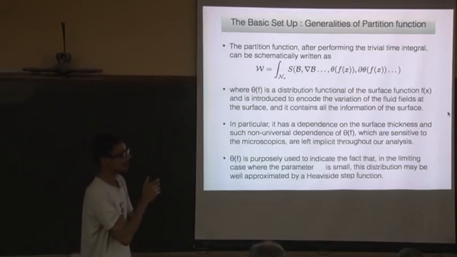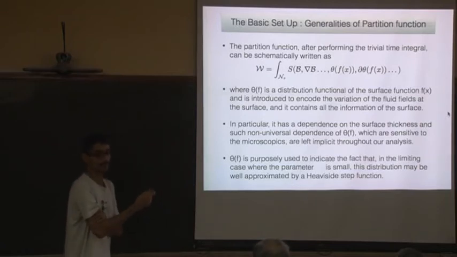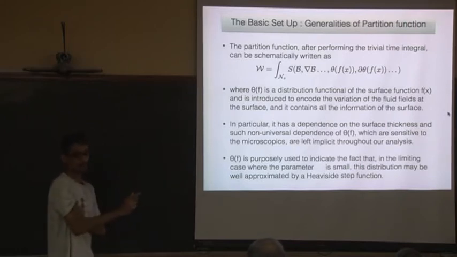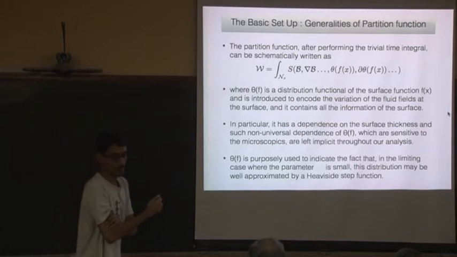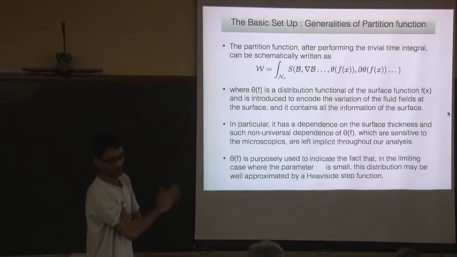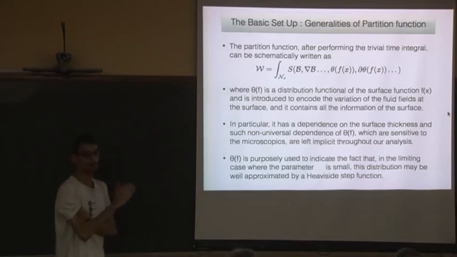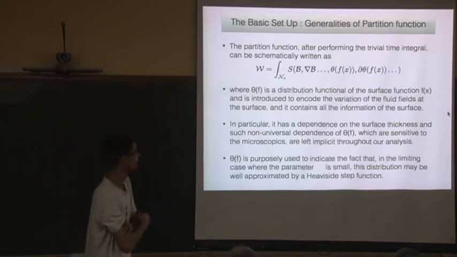In principle, this theta can depend on the width of the surface, and width of the surface in the sense of the dimensionless quantity that I can build out of the width of the surface with the temperature circle. But we leave all that implicit in our description. Theta is not the Heaviside. In a limit, it will be a Heaviside theta function. But more generally, it's a distribution function, and it's non-universal. It depends on the fluid how it will be.